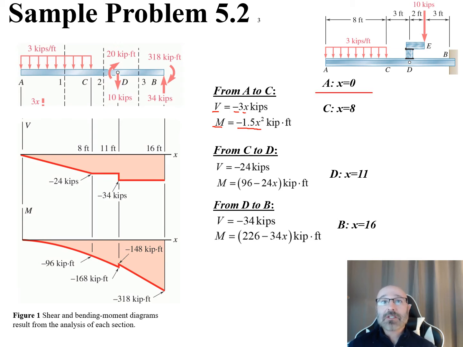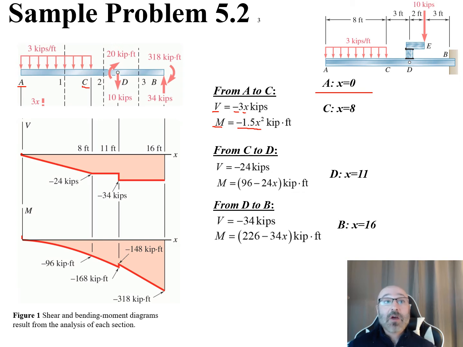Well, at A, x is equal to 0, so 3 times 0 is 0. And our moment as well is going to be 0 right there. So we can see both our shear and our moment diagrams at point A are 0. Now we're going to do the same thing for our point C right here.